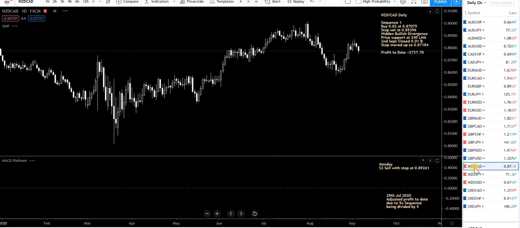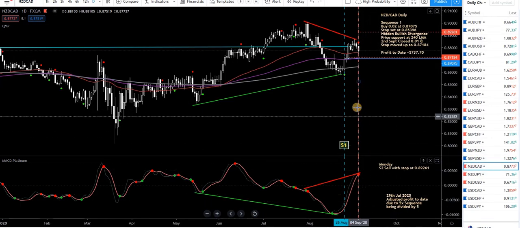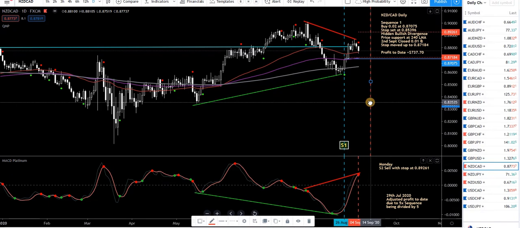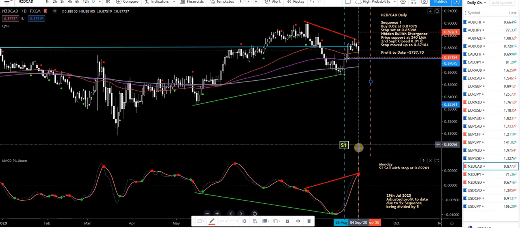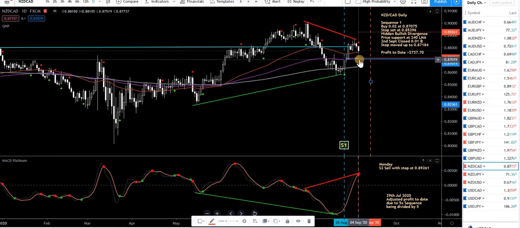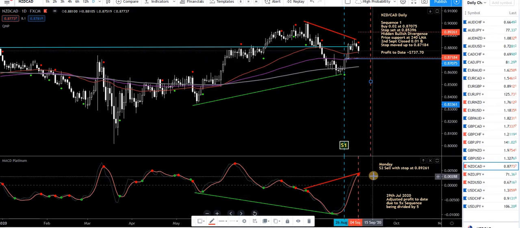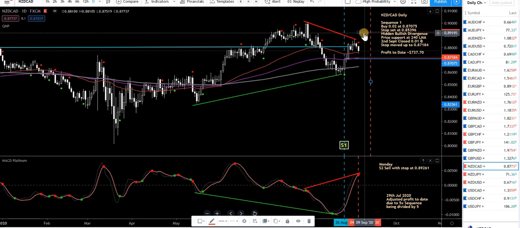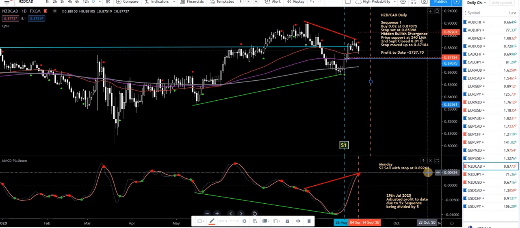New Zealand CAD, it's highlighted for Monday. What have we got? Is that what we're looking at? We're already in a buy, so we've got the stop placed for the buy. So on Monday, we're taking a new sell with a stop at where I've marked up there. You can see my notes, 89261.